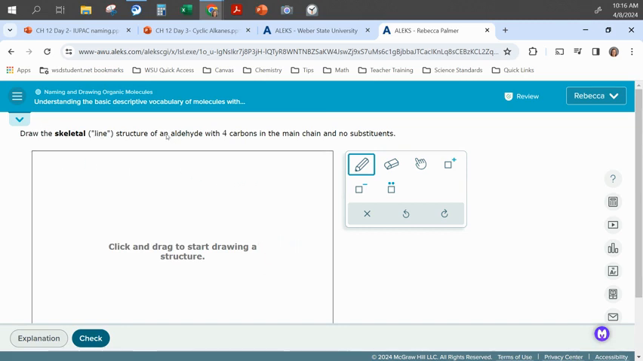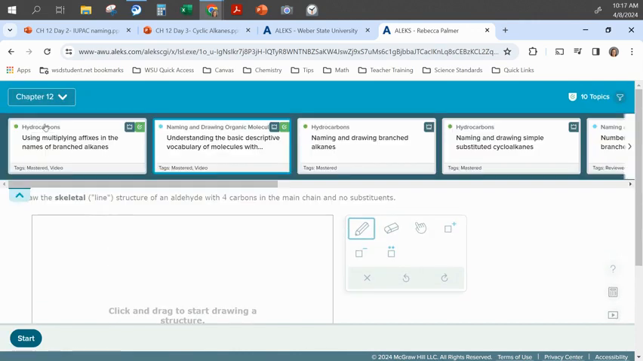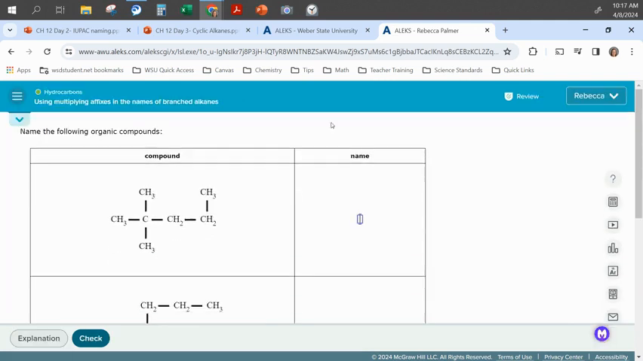Draw the skeletal line structure of an aldehyde with 4 carbons in the main chain. Oh, did I push the right thing? No, I didn't. Sorry. We already did that one. Okay. We're back to using multiple affixes in the name of the branch. So this one, they're trying to trick us. It kind of curves. I can get 1, 2, 3, 4, 5. This is the same one we already did. I can get a pentane out of this.